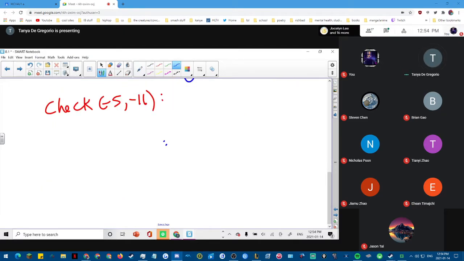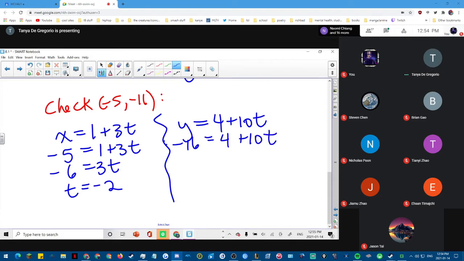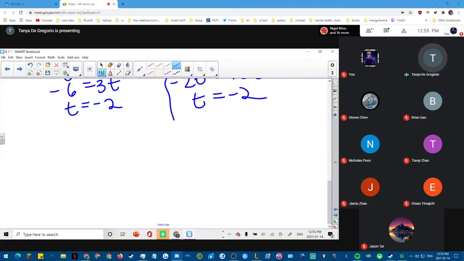So I have x equals 1 plus 3t. So now I have -5 equals 1 plus 3t, and I solve for t. So -6 equals 3t, and so t equals -2. And then I have y equals 4 plus 10t. My y is -16. -20 equals 10t, and I get t equals -2. So does the point lie on the line? It sure does.